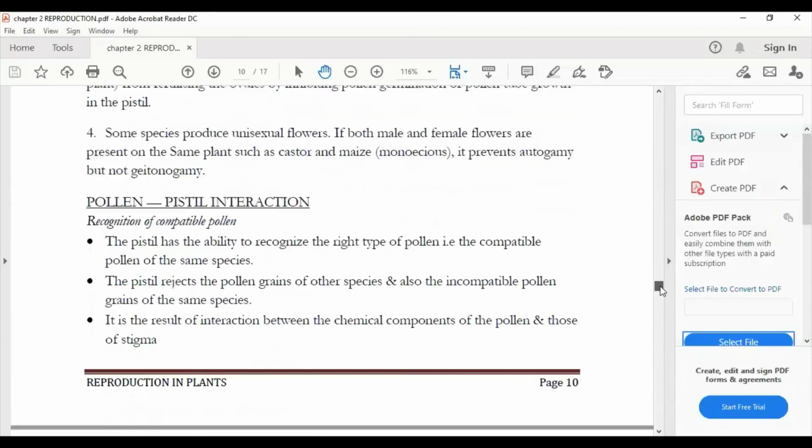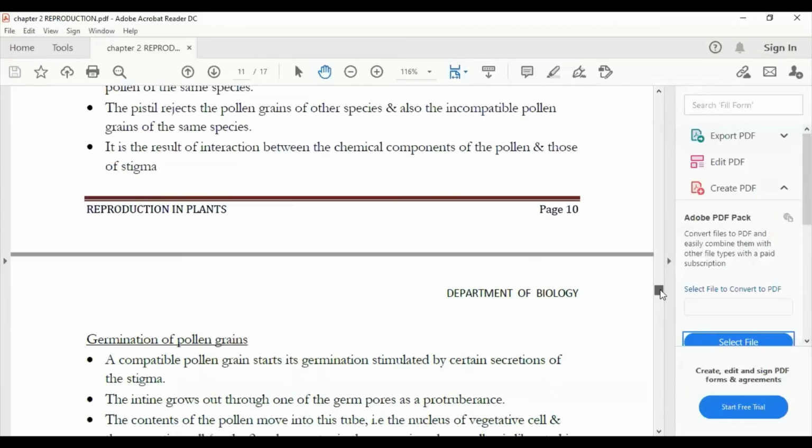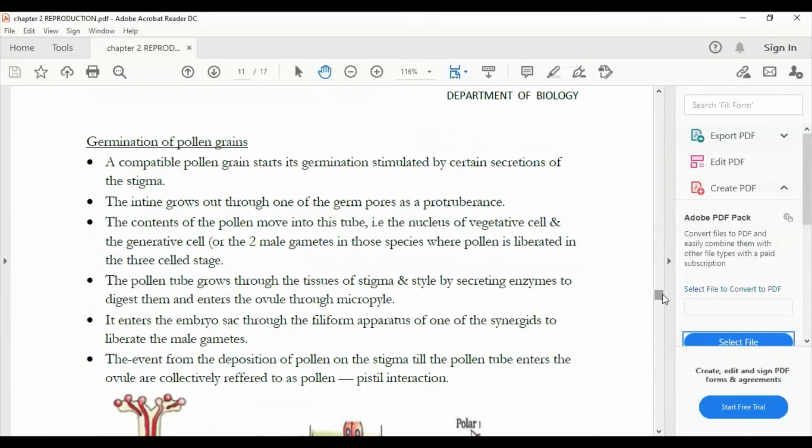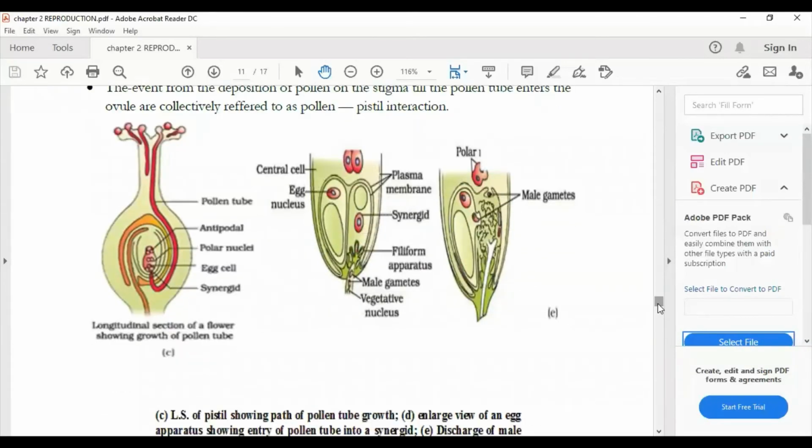Moving on to pollen-pistil interaction. Here it is the recognition of compatible pollen. This also can be asked in the examination, so make a note of this too. The next concept is germination of pollen grains. This concept you'll be working on in your lab also, and this can also be asked in your examination, how a pollen grain forms the pollen tube.